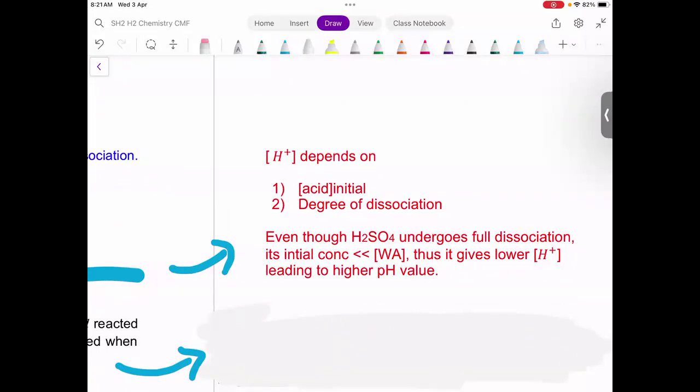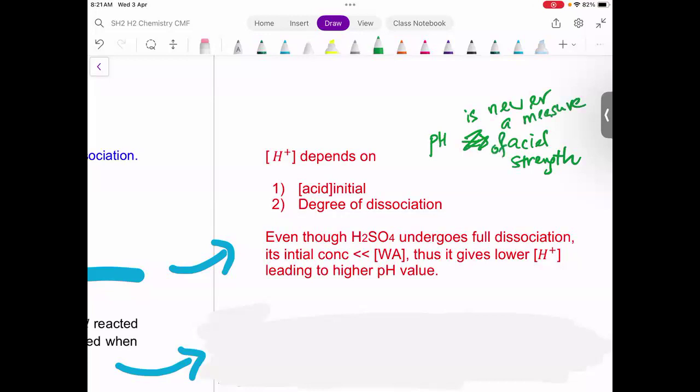Actually, I've let you copy this in your notes already somewhere. Yeah, if you recall. So this is the chemistry principle. So we cannot depend on pH value to tell about acid strength. Okay, it's never a measure. So instead, you should compare H plus versus the concentration of the acid to tell the acid strength. Okay?